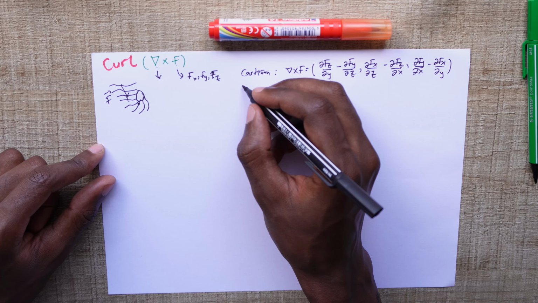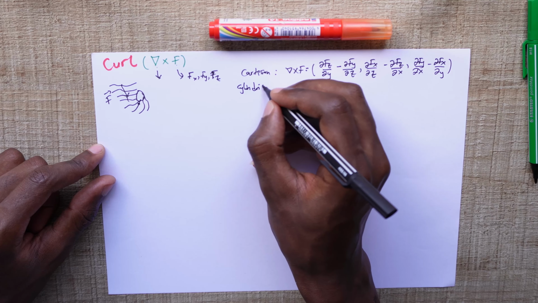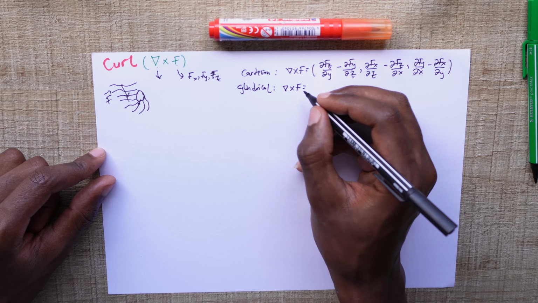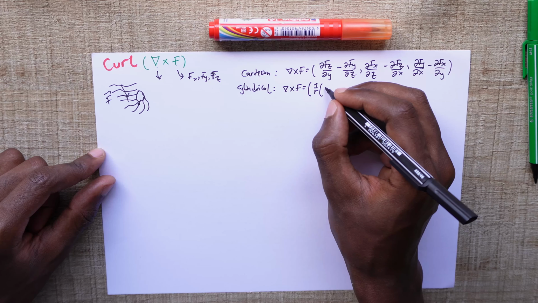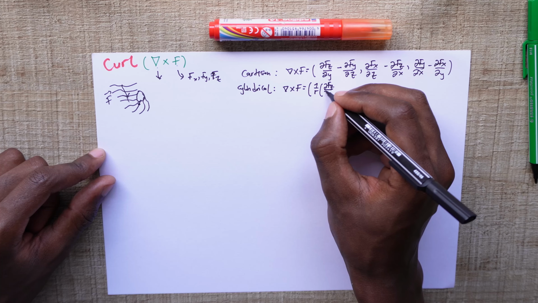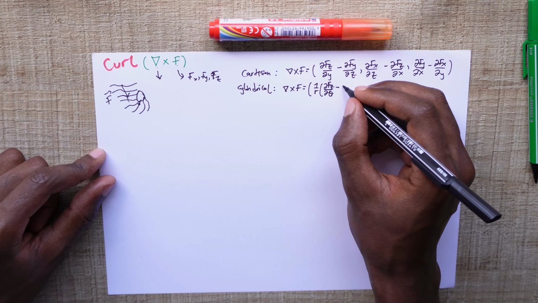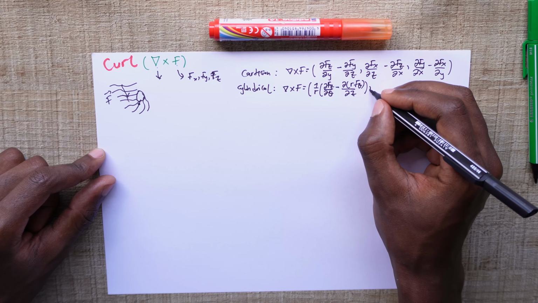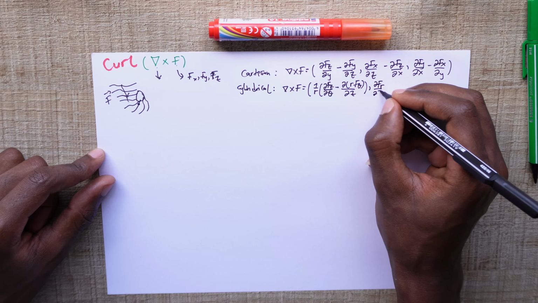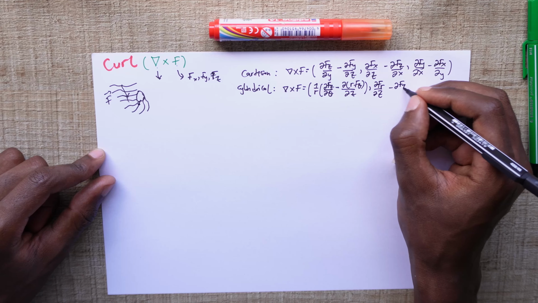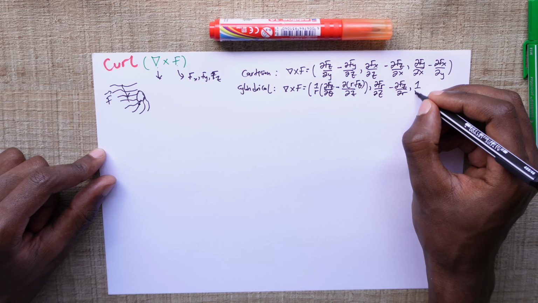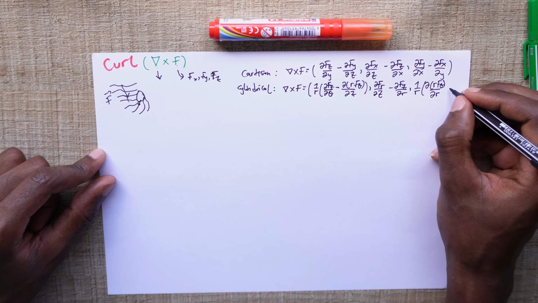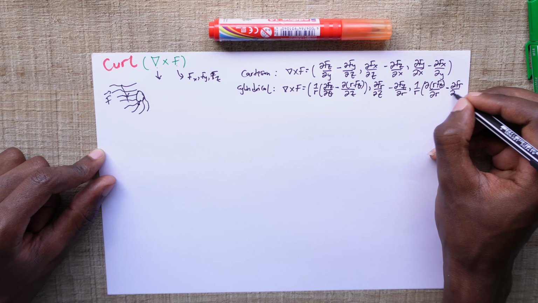Now if we're in cylindrical coordinates, then we can just perform the adequate transformation to get 1 over r times ∂fz/∂theta minus ∂(r f_theta)/∂z, ∂f_r/∂z minus ∂fz/∂r, and 1 over r times ∂(r f_theta)/∂r minus ∂f_r/∂theta.